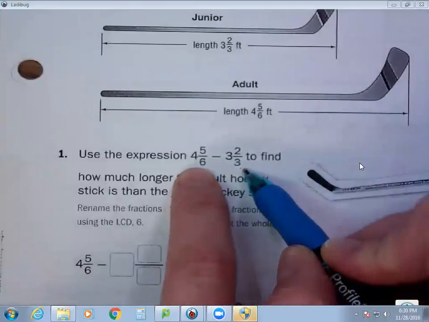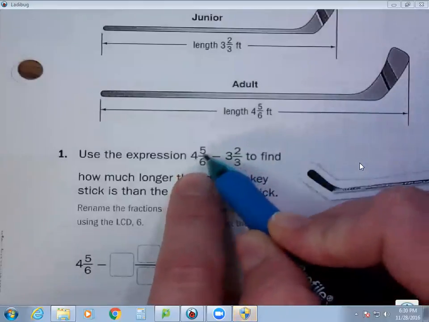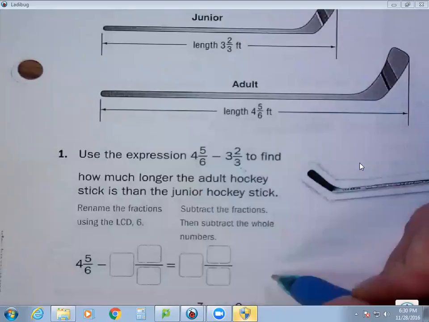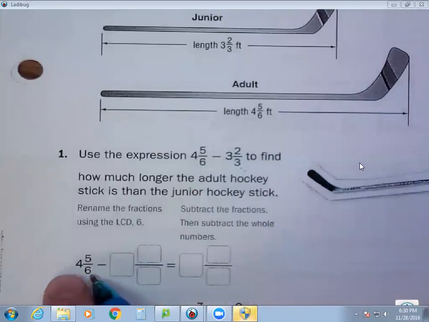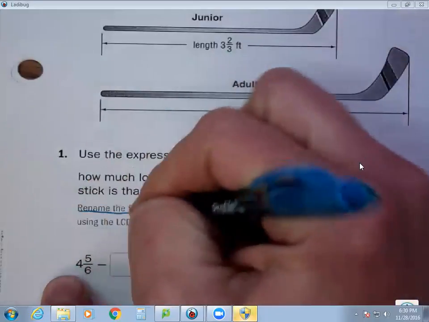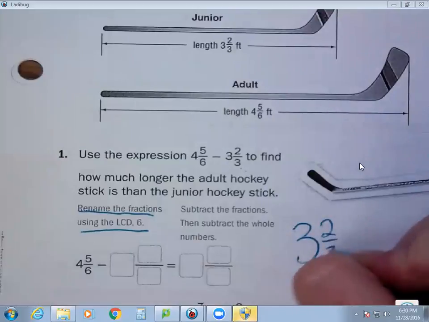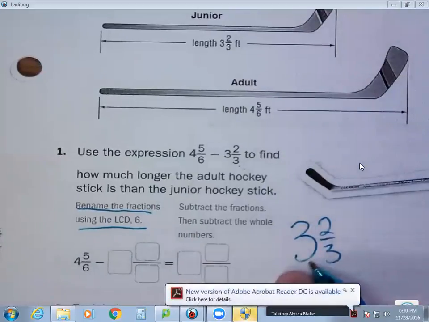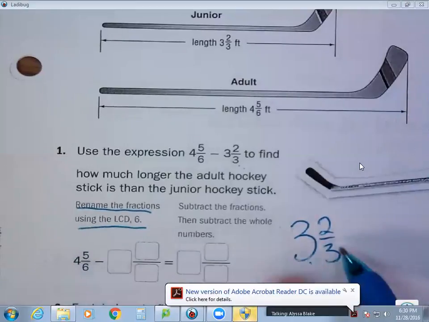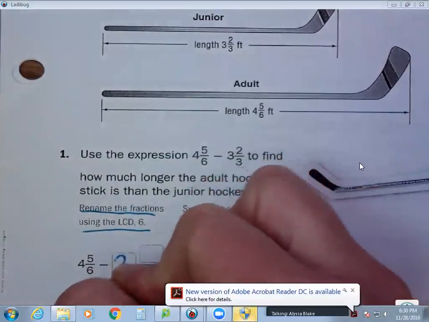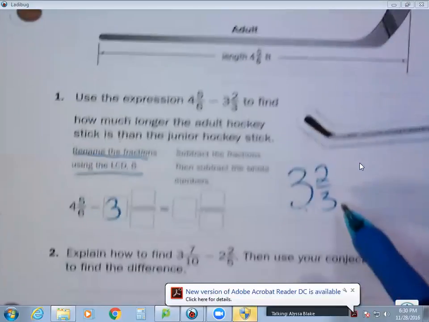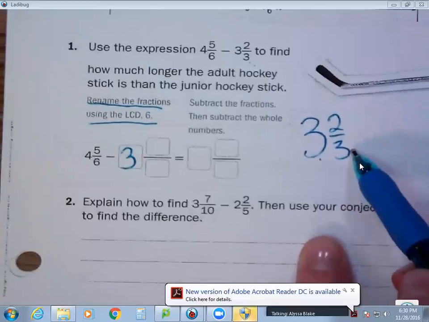And if you're good with multiples, you can tell that 6 is a multiple of 3. So we're going to be changing the thirds to 6. So that's why we've written 4 5/6. So the first thing to do is to rename those fractions using the lowest common denominator of 6. So we have 3 2/3. Do we have to change this whole number into 6? No, because we can subtract and add whole numbers on their own. We do, however, need to change this 2/3 into a fraction.